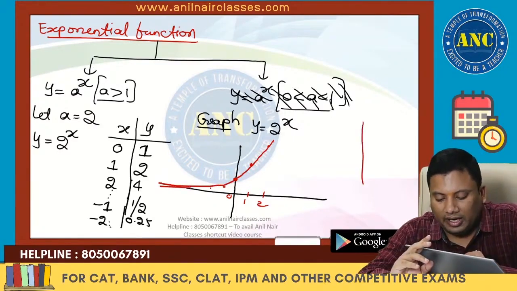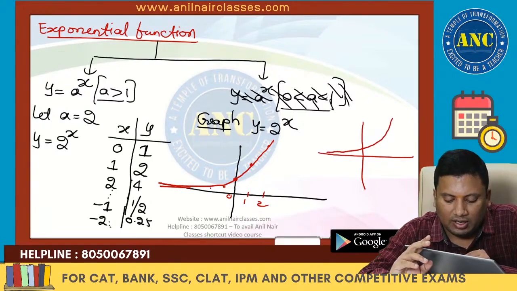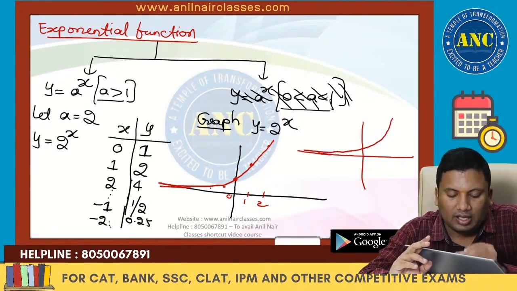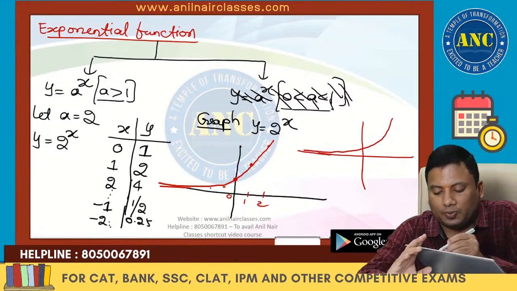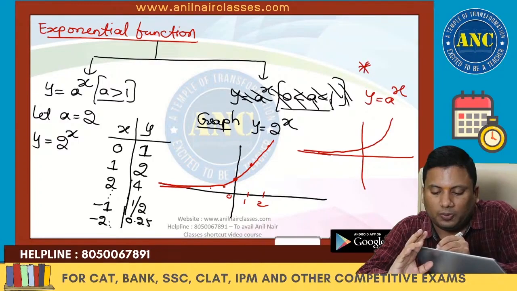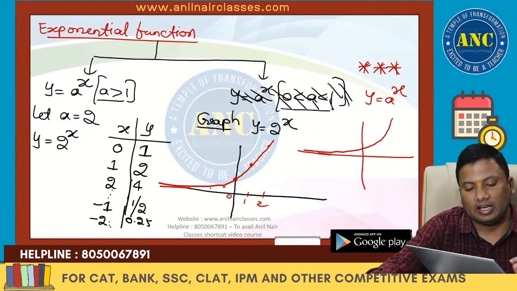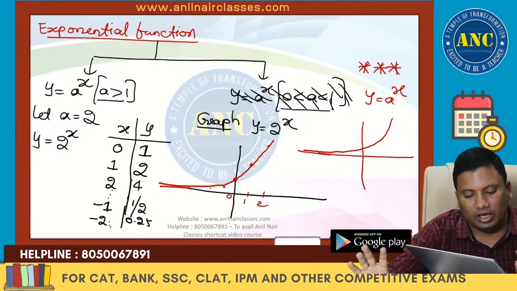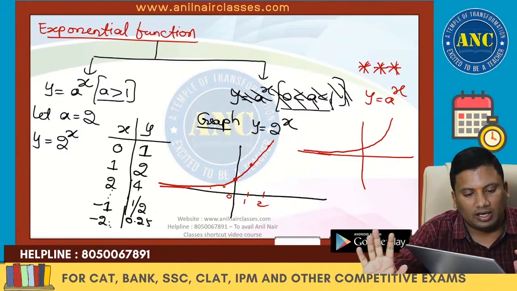So, if anybody asks what is the graph of an exponential function where a greater than 1, this is the graph of the exponential function y equivalent to a power x. Please put a star mark on it. Exponential graph, it is nothing but y equivalent to a power x.